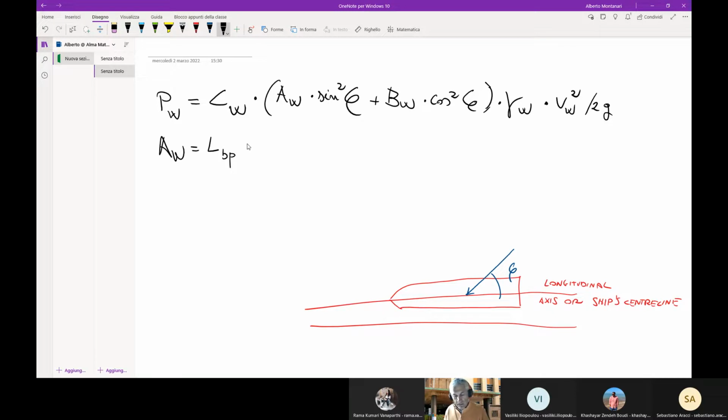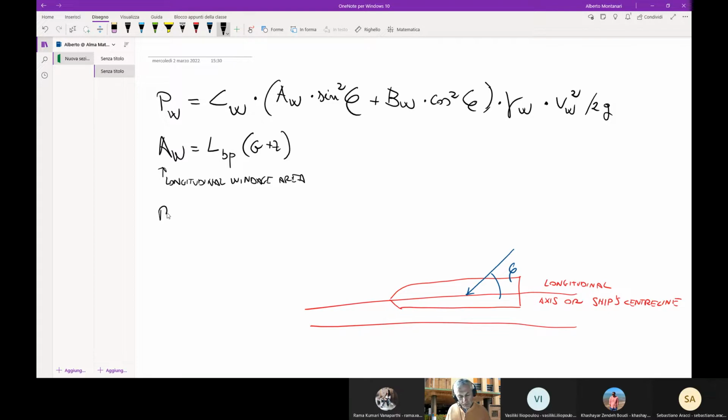And times the sum of G. G is the ship's freeboard, and plus Z. What is Z? The Z is the mean height of the transversal area of the, sorry, longitudinal area. AW is longitudinal windage area. This is longitudinal windage area.